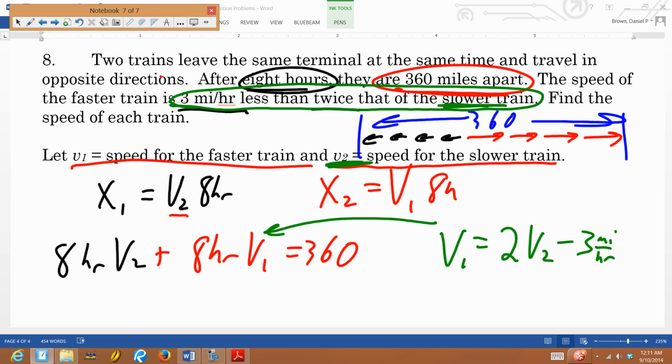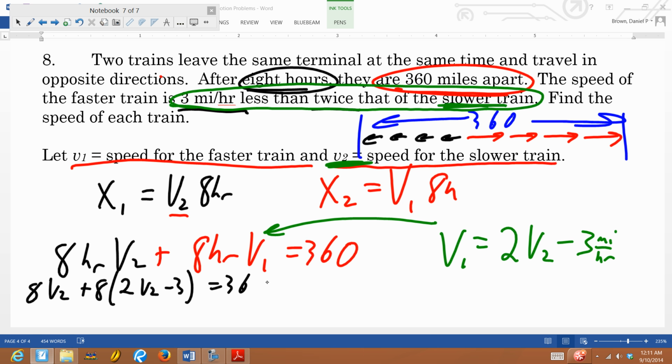I ran out of room here. Let's see. I'm going to drop my units for a moment, try and save some space. Okay. If I distribute out the 8, 8 times 2 is 16 there. So 8v2 plus 16v2 minus 24 is 360. 8 plus 16 is 24. And this 24 has to add to the other side.